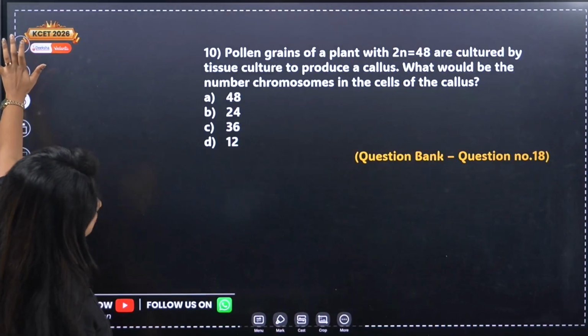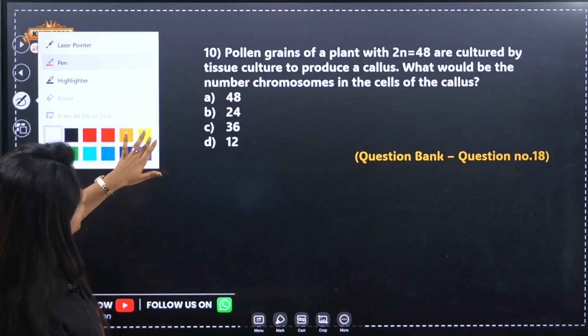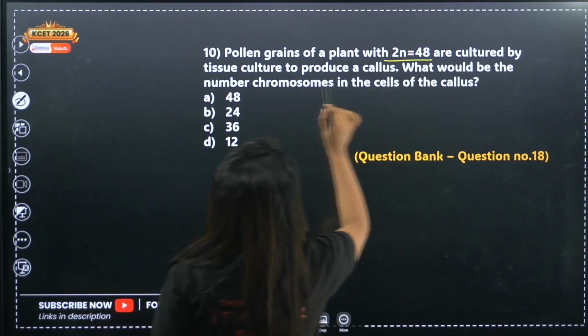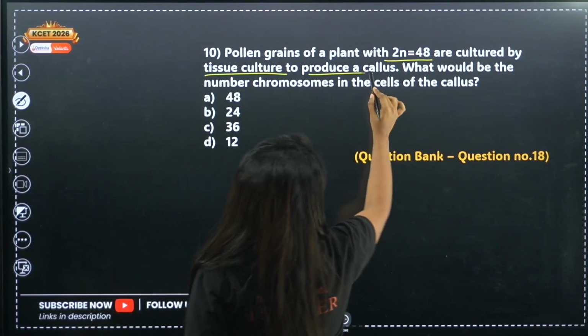Okay. Now, next question, question number 10. Pollen grains of a plant with 2n equals 48 are cultured by tissue culture to produce a callus.